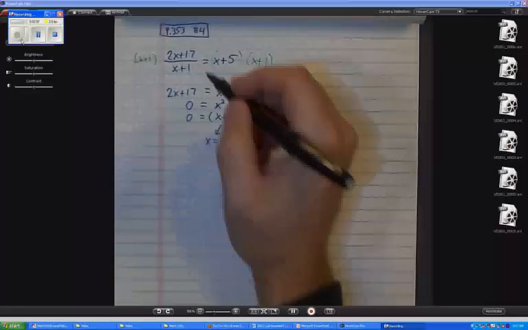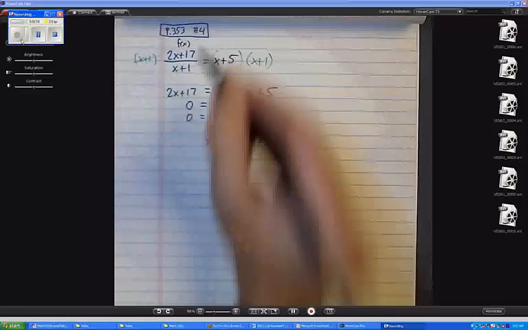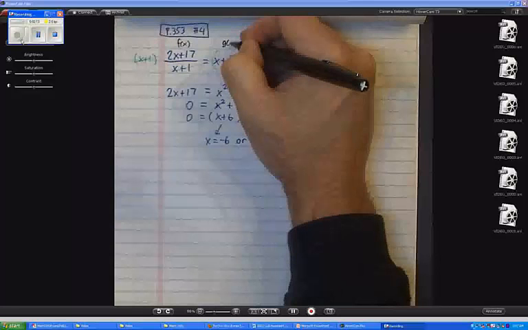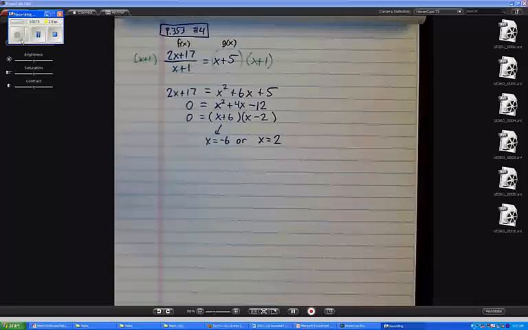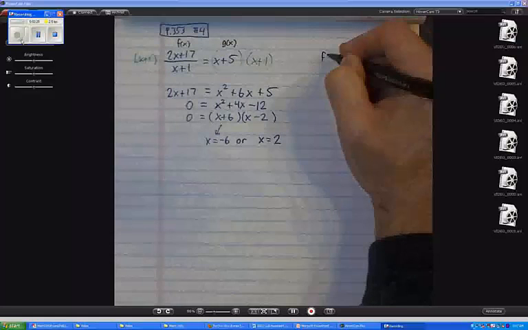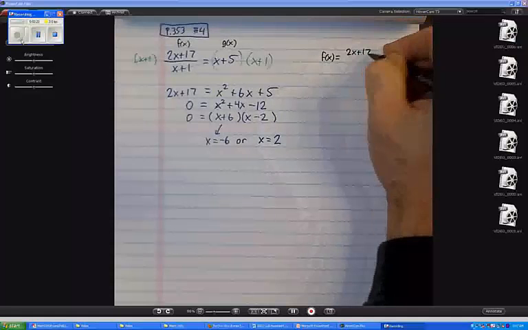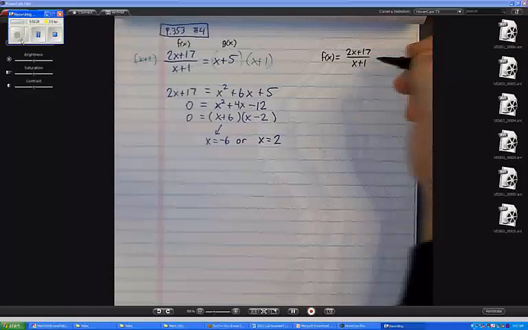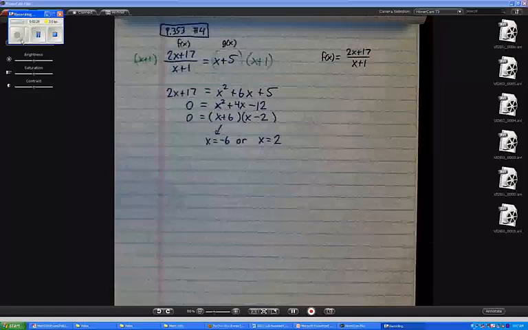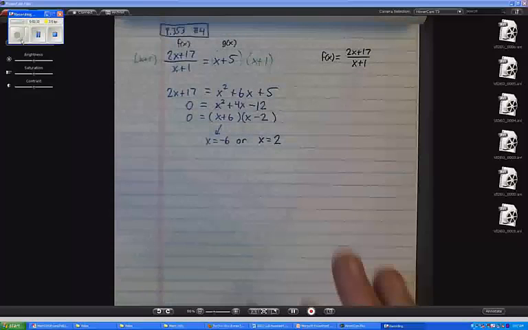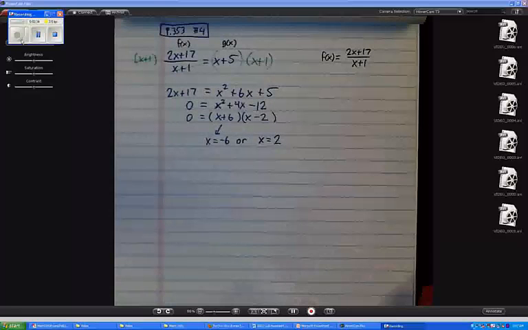The left-hand side, I could call this f of x. The right-hand side, I could call this g of x. F of x is exactly the kind of function we've been studying. A rational function. 2x plus 17 over x plus 1. Right? If I were to graph that, tell me a few facts you can now identify having done the homework.